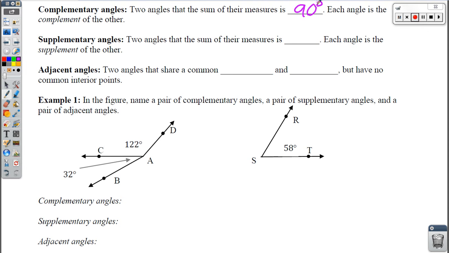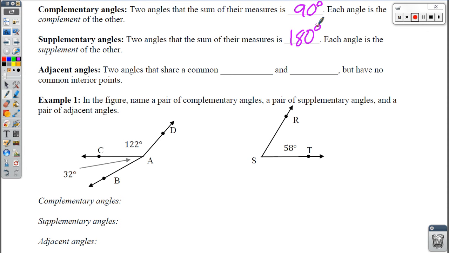So say if you have a 60-degree angle and a 30-degree angle, those are complementary angles because if you put them together you get a 90-degree angle. We also have supplementary angles. So two angles that add up to 180 degrees, or add up to a straight line, we call those supplementary angles. So for example, you could have a 100-degree angle and an 80-degree angle. So 80 would be the supplement of 100 and 100 would be the supplement of 80 because together they make 180.